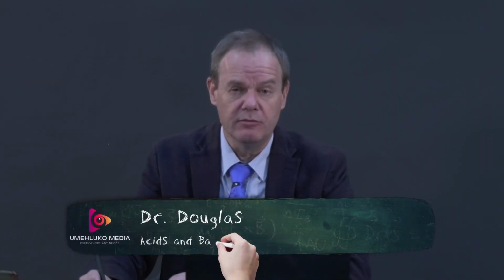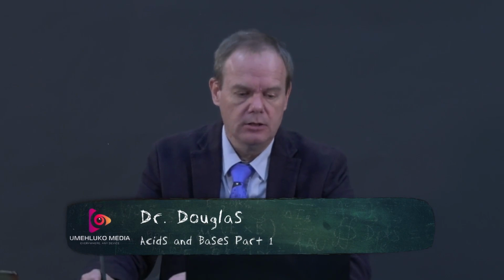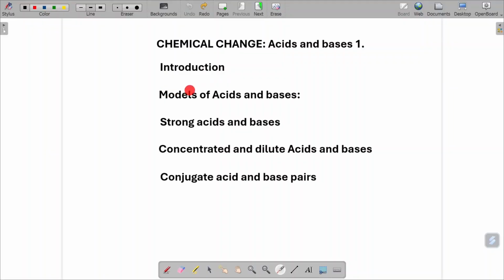Today's lesson will be the first of three on the concept of acids and bases. Now, we will start with an introduction. We will consider two different models of acids and bases. Then we will look at the concept of strong acids and bases. Then concentrated and dilute acids and bases. And finally, we will look at the meaning of conjugate acid and base pairs. So let's get started.